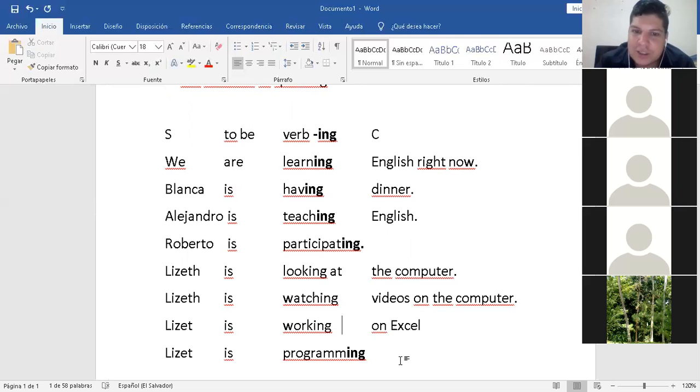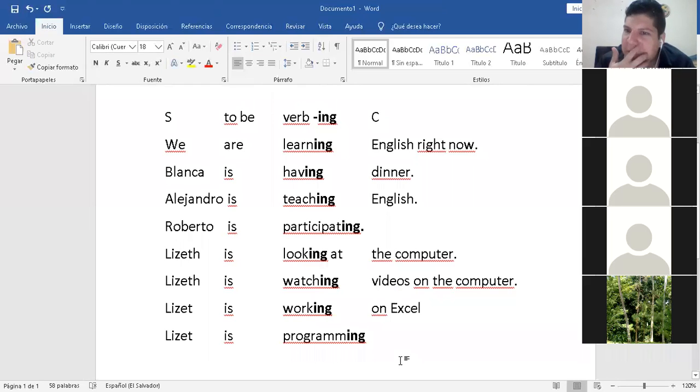Very good. Entonces, ¿ven la diferencia? Generalmente no vamos a decir okay. I am watching the computer porque no tiene como que mucho sentido en inglés. Tiene que llevar el complemento, teacher. Yes, and we have to be specific. Tenemos que ser específico en qué es lo que estamos haciendo.